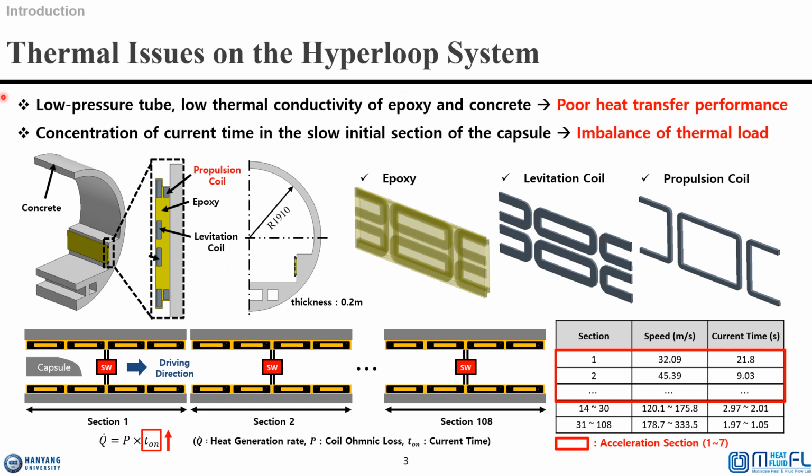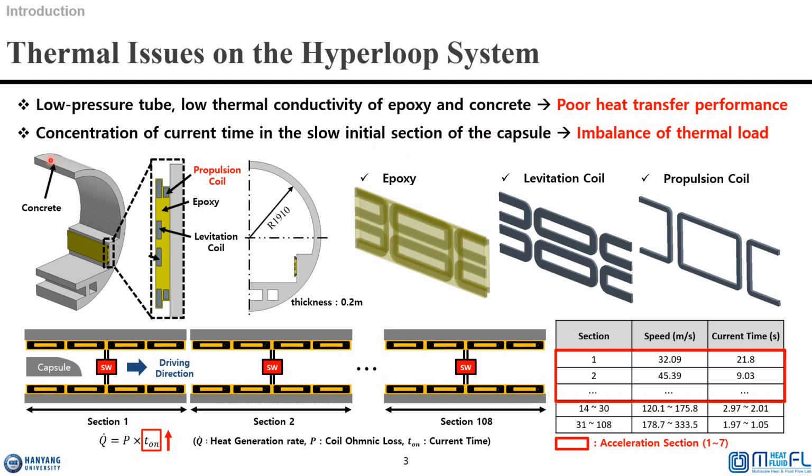There are thermal challenges within the Hyperloop system. First, this section shows the guideway and concrete tube with propulsion and levitation coil encased in epoxy molding. The low thermal conductivity of epoxy and concrete, along with insufficient air for convective cooling inside the tube, hinders efficient heat transfer from the propulsion coil, resulting in heat accumulation.